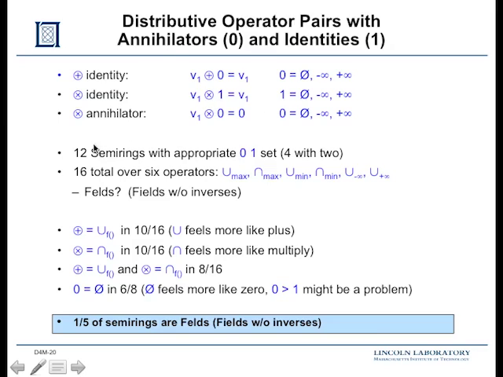So of the choices here, we have 12 semi-rings with the appropriate 0, these zeros and ones. We have 4 that actually have 2 combinations, and we have 16 total operations. Of the 16 total, 6 operators. These are different operators, and again we call these felds without inverses. I'll get into a little bit more. So, for instance, we can skip that for now.